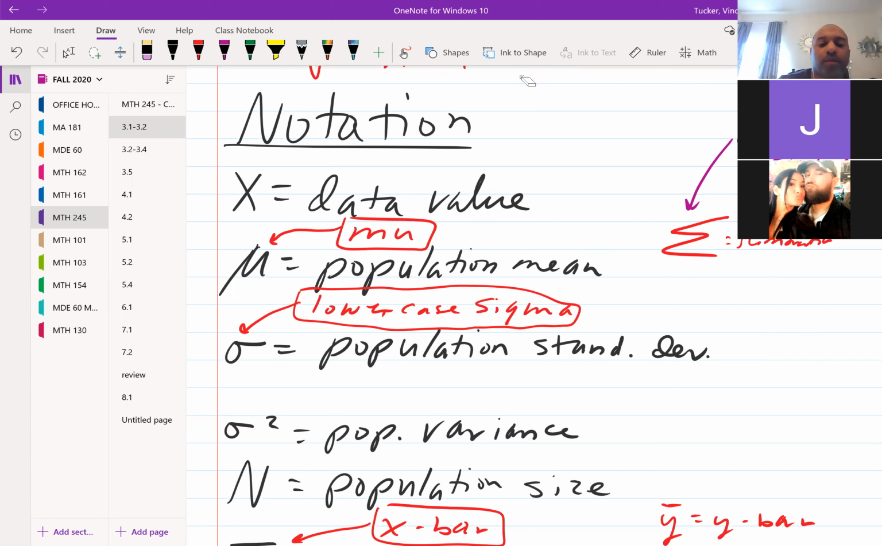Sigma squared is the population variance. Remember, we already mentioned that your variance is your standard deviation squared. And then capital N will represent your population size.